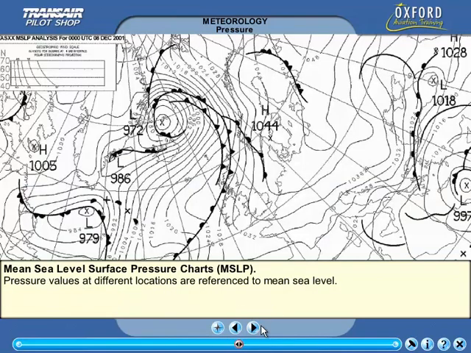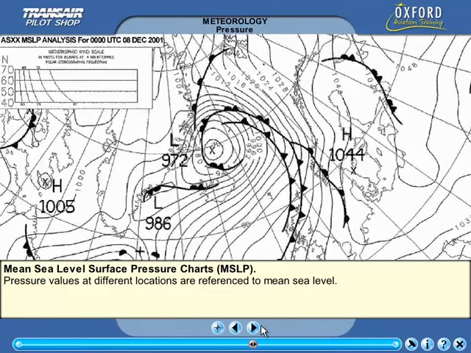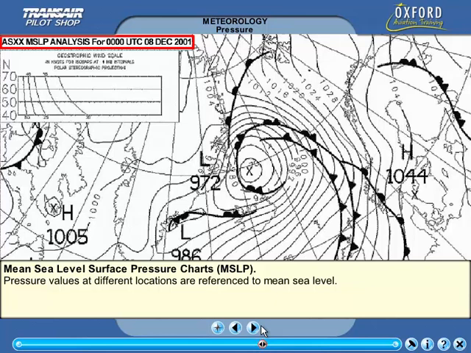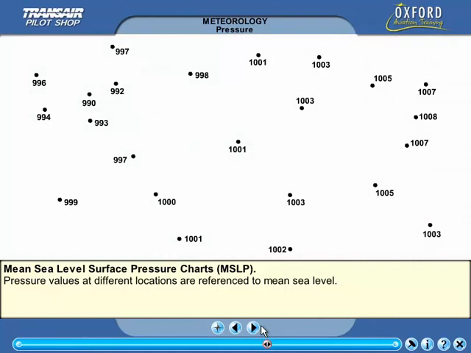Because all surfaces are not at the same level, we need to reference our observations to a common horizontal level, usually mean sea level. This helps us see exactly what the true horizontal variation in pressure might be. How are these charts produced though? Looking at the diagram, we can see various stations reporting their particular mean sea level pressure values.